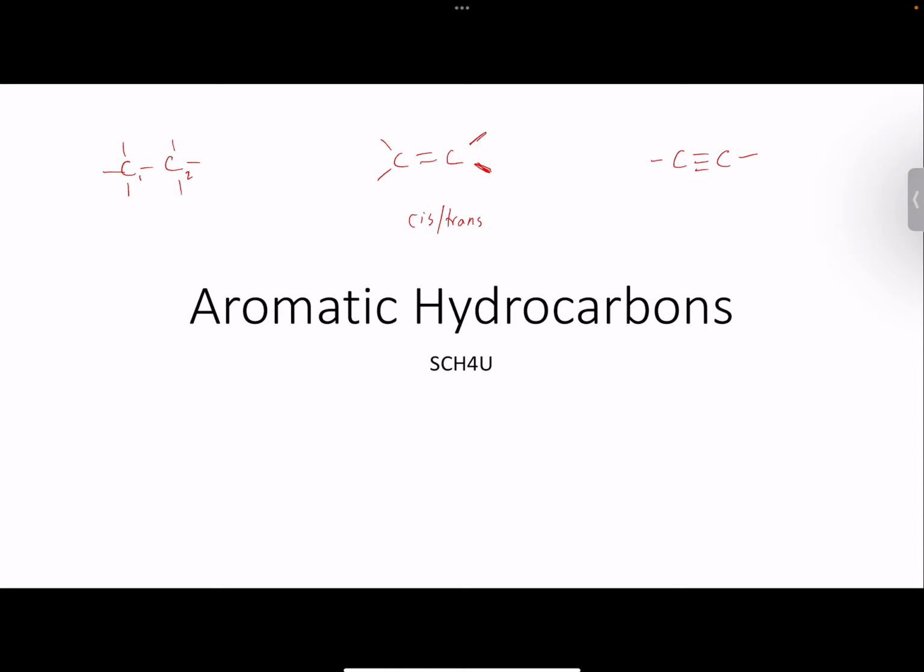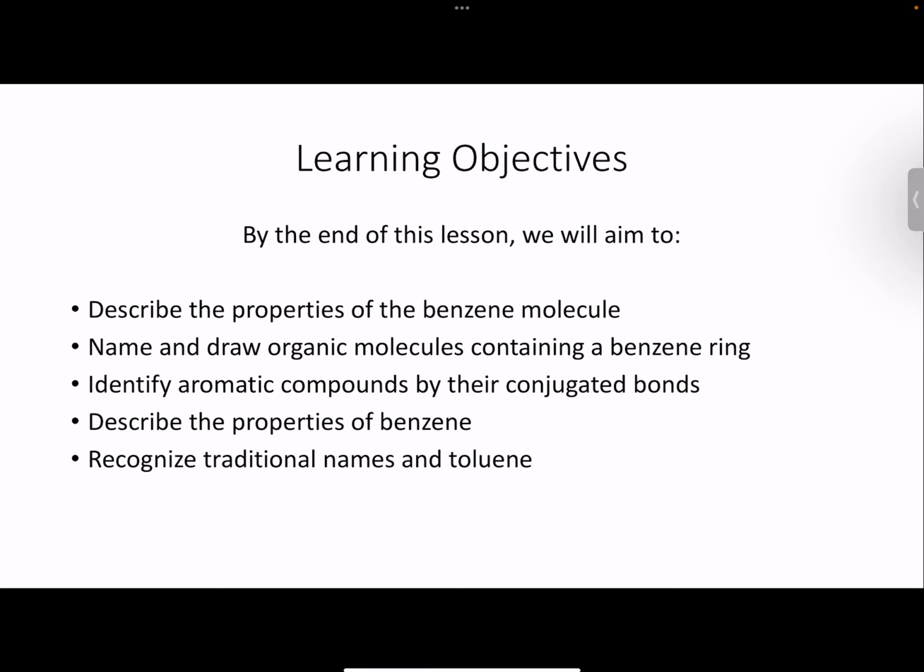So now we're going to start to look at aromatic hydrocarbons. We'll look at their properties and how we name them, just like we have been so far. And that's the basis of this unit, looking at how to draw and understand the properties of the compound. So we want to describe the benzene molecule. That's one of our main goals.